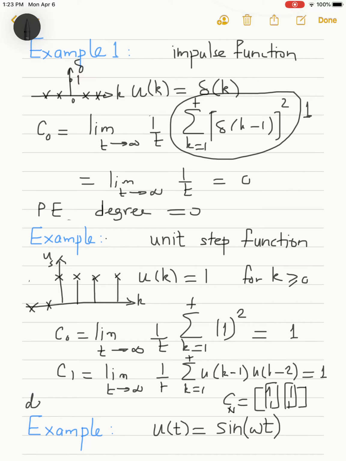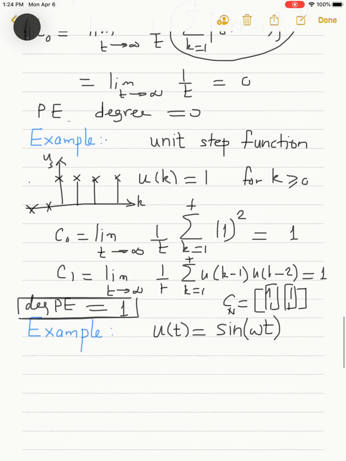So the degree of persistence of excitation for the unit step is just 1, since I would only have a matrix of dimension 1 by 1 to represent the empirical covariance matrix. And that also means that you can use the step function just to estimate one parameter.